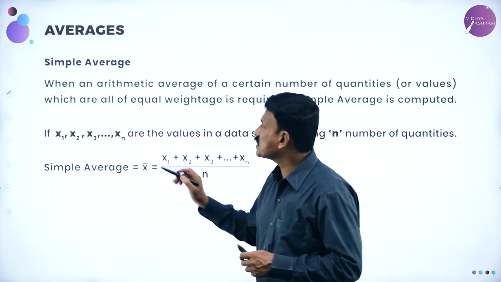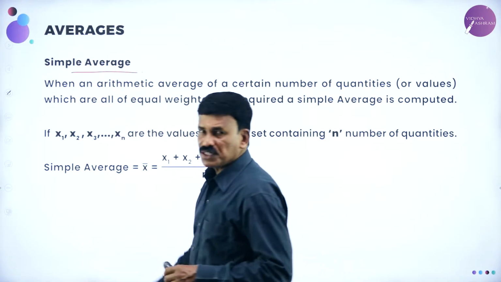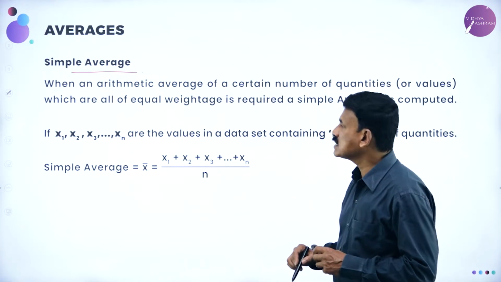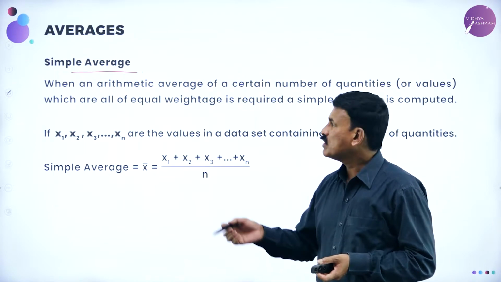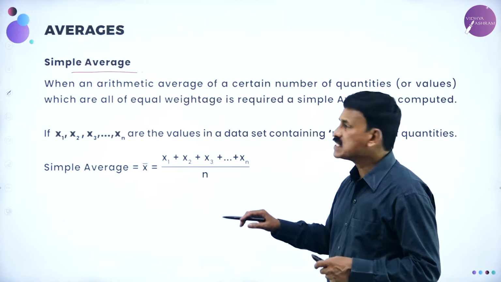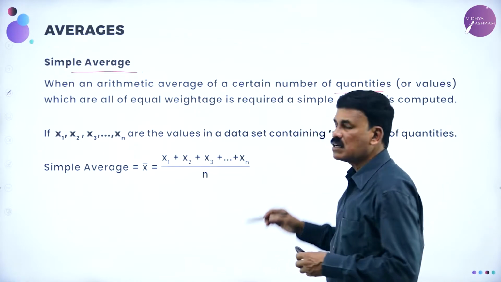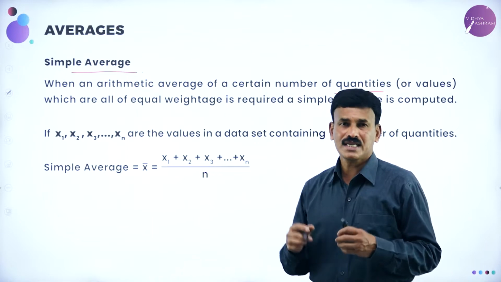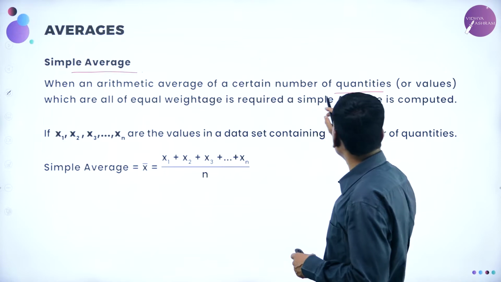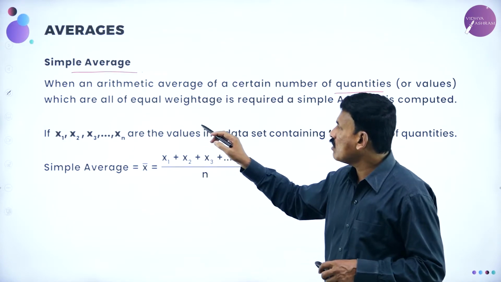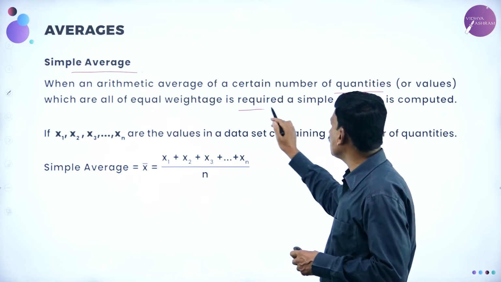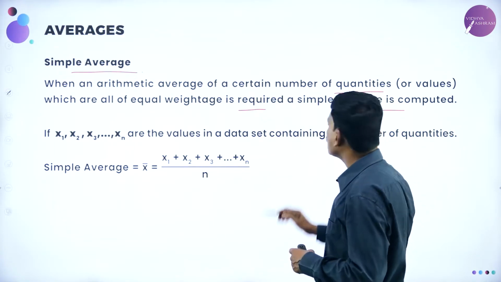Now, let us move on to the first one, simple average. Simple average is nothing but the arithmetic mean. When an arithmetic mean or an average of a certain number of quantities, which are all of equal weightage, is required, a simple average is computed.